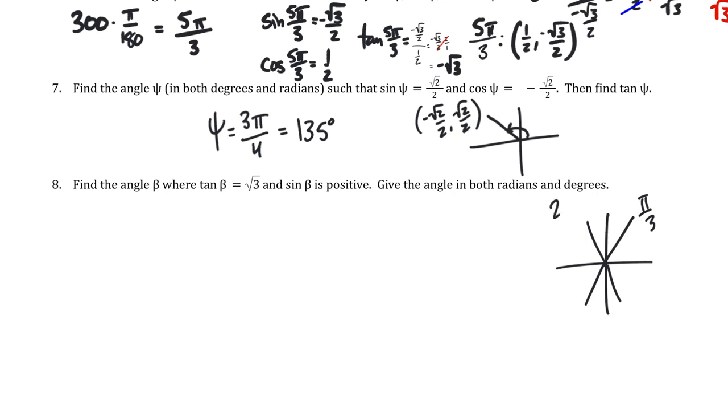We could be talking about 2 pi over 3. We could be talking about 4 pi over 3. And we could be talking about 5 pi over 3. And it says, give an angle where the tangent is root 3 and the sine is positive.